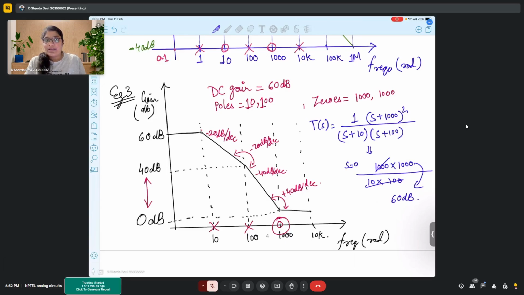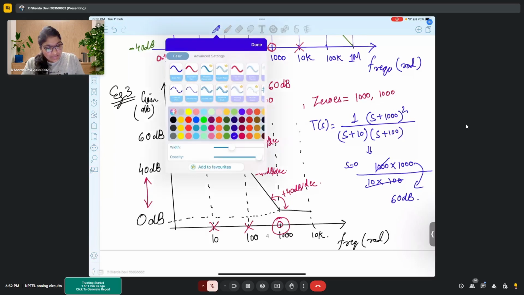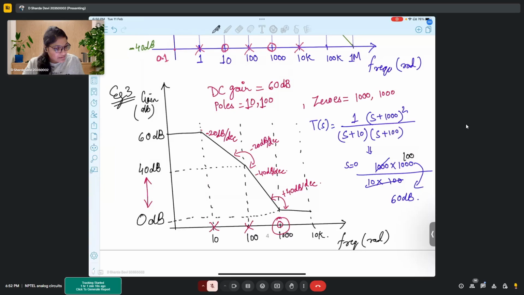But say if I would have got 100 in place of this, then if I convert it, it becomes 40 dBs, right? And to get 60 dB, which equals 1000, I need to add a factor of 100 over here. Getting my point? So this is how you construct a transfer function looking at Bode plots.